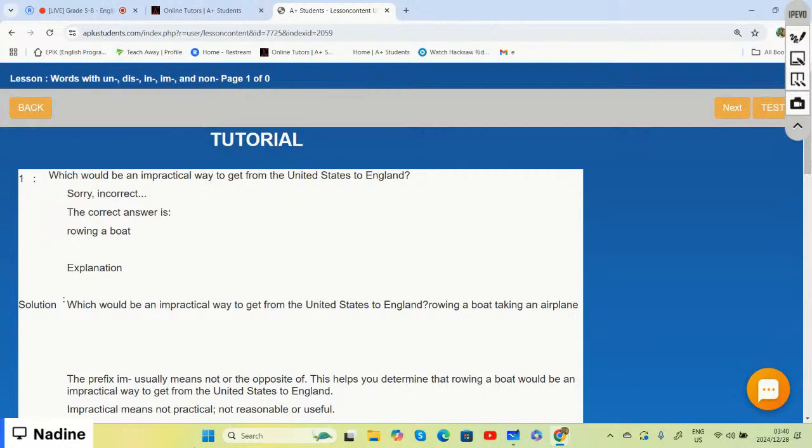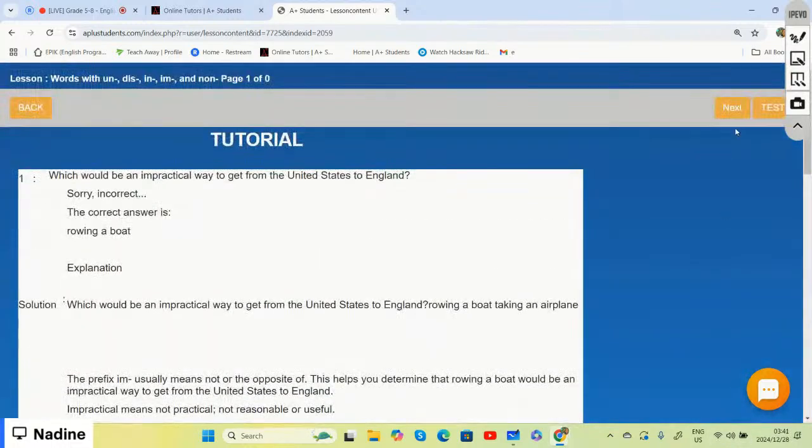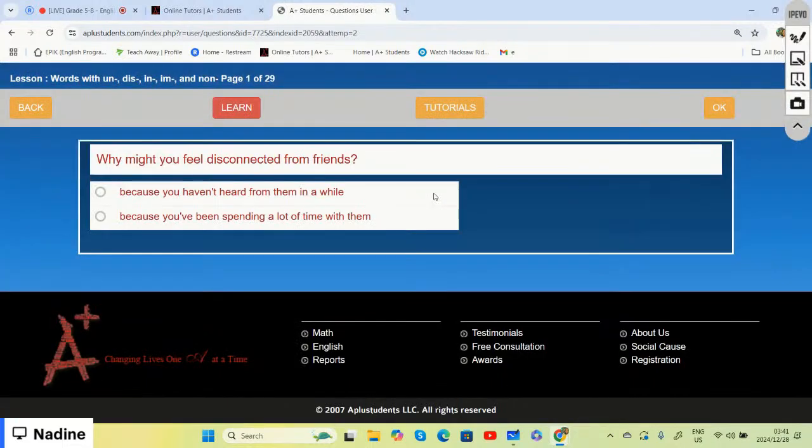And if we were to say which is something that is an impractical way to get from the United States to England, rowing a boat or taking an airplane. So we would say rowing a boat, right? All right. Let's go to our test where we are going to look at words with an, dis, in, im, and non.